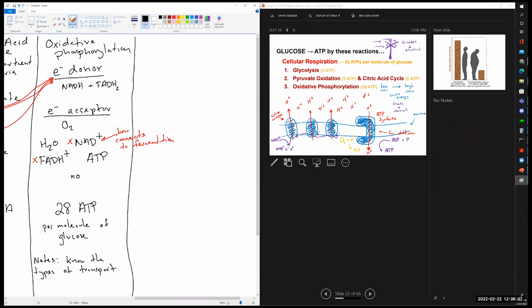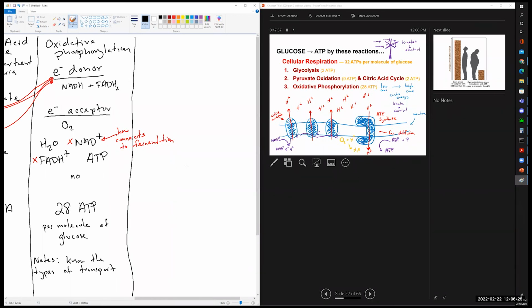Now, those are going to go right back into all the other reactions so that we can make them again. Remember, these are coenzymes. They're not really being changed all that much by this process. They're just losing an electron. The primary thing we're going to make is ATP.